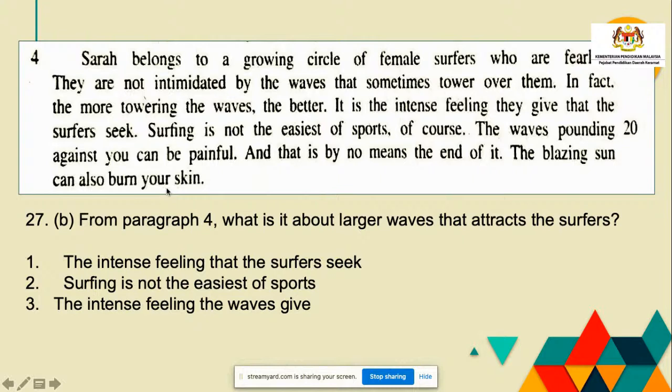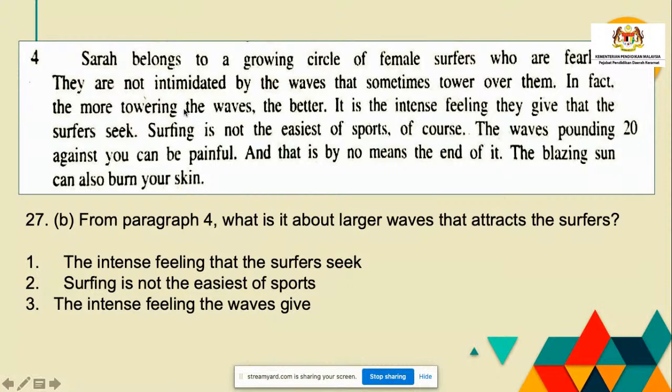Now, question tadi kata apa? What is it about the larger waves that attracts? Kenapa dengan ombak besar tu? So, kat mana dalam paragraf ni yang bercakap tentang waves? Line 1 tak ada. Line 2 ada tapi adakah dia menceritakan apa-apa yang menarik? Tak ada kan? Dia cuma cakap waves tu sometimes melebihi ketinggian mereka. In fact, the more towering the waves, the better. Sekarang dia cakap pasal wave. Dia kata lagi tinggi lagi bagus. Kenapa lagi tinggi lagi bagus?